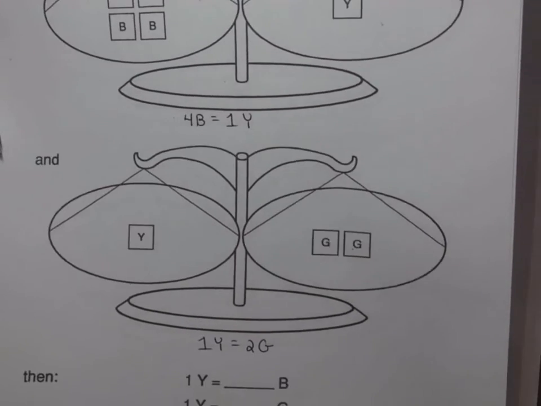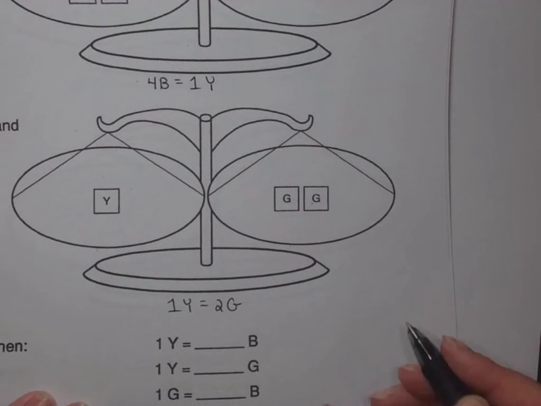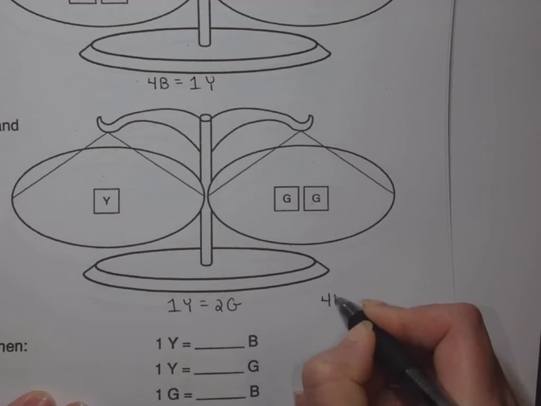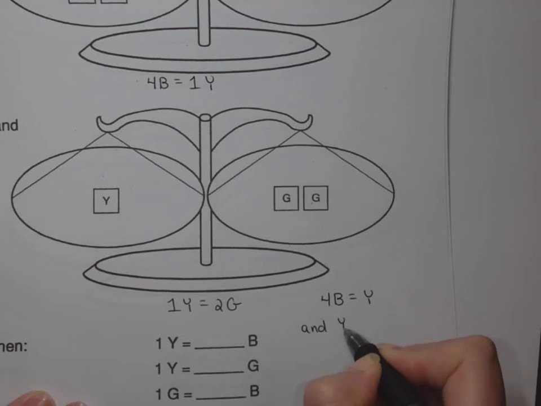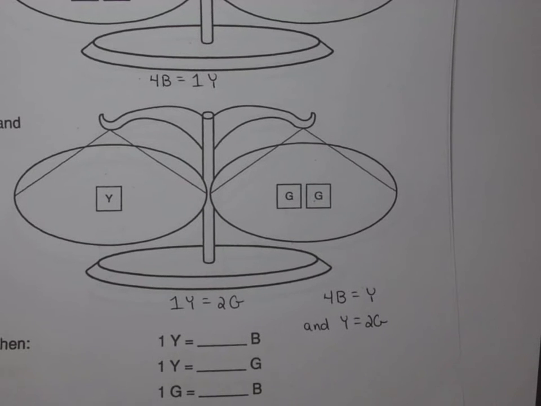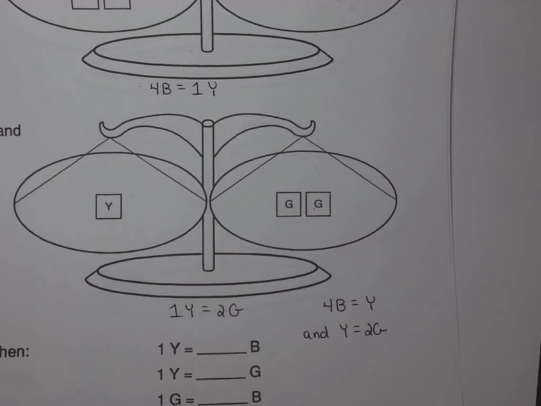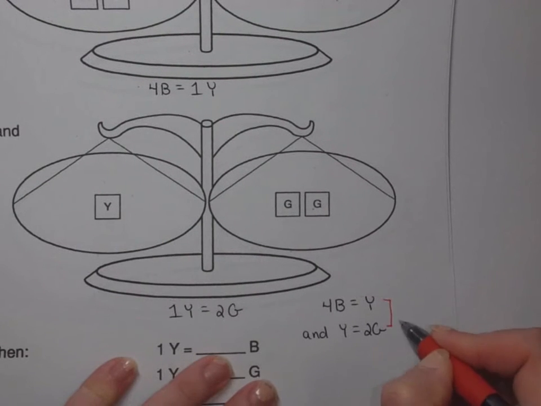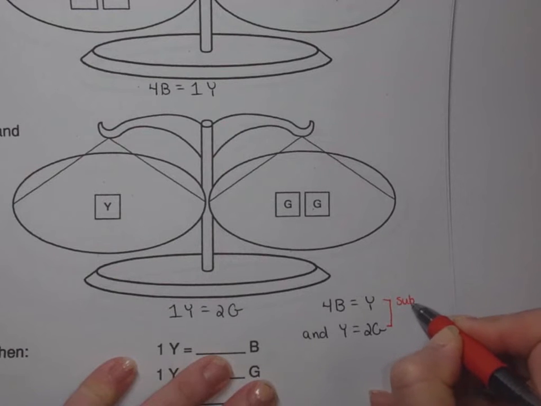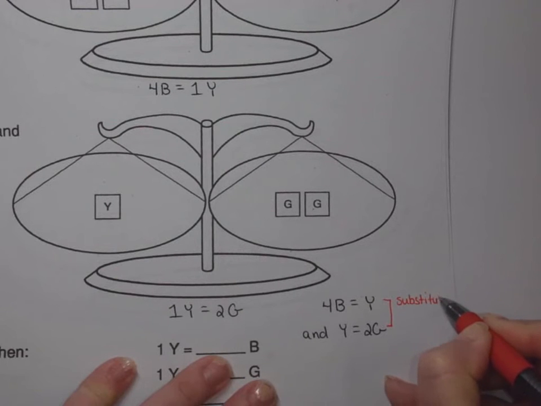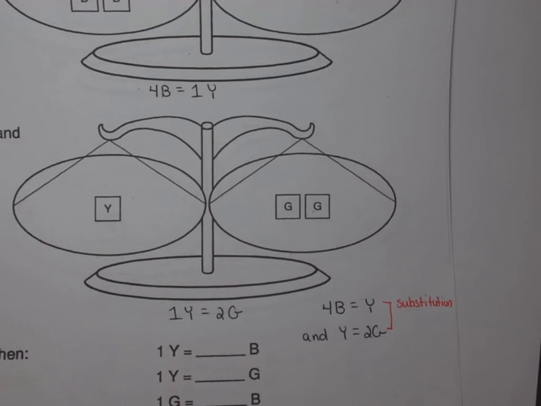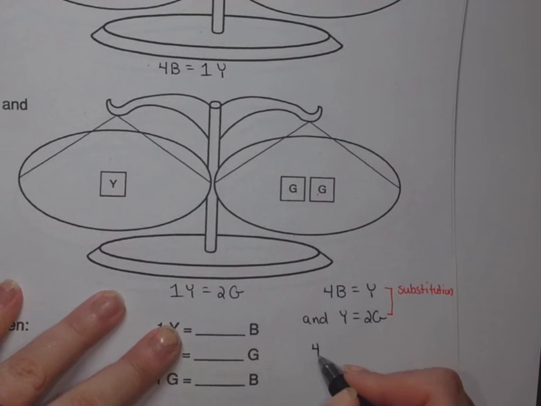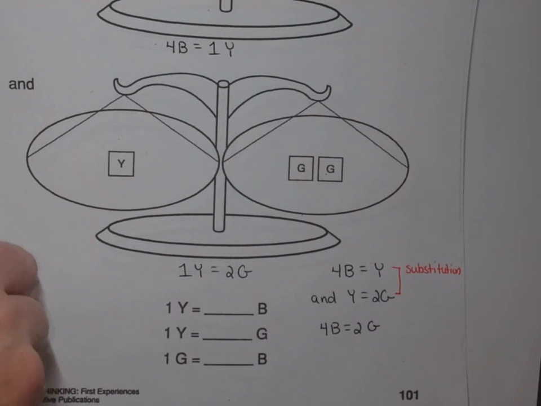Okay, so I'm going to work this out just kind of off to the side. So notice this is what we know, right? We know 4b equals y, and we know that y equals 2g. Okay, so this is kind of an easier one. Notice that since they equal each other, I can use substitution. Okay, in other words, since both of these quantities equal y, then 4b and 2g are going to have to be the same as each other.